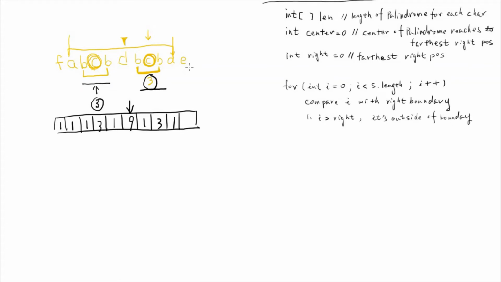This is the case of the letter E here. If we are visiting the letter E, E is outside the boundary defined by the letter D. So in this case, we'll initialize the length equal to 1. Remember, each character itself is a palindrome of size 1.